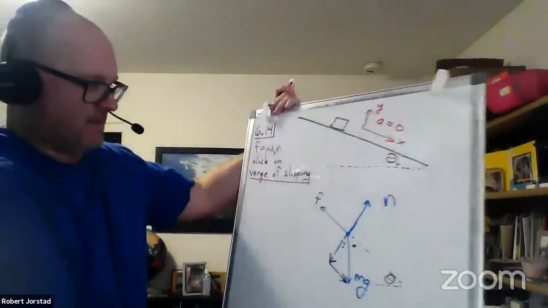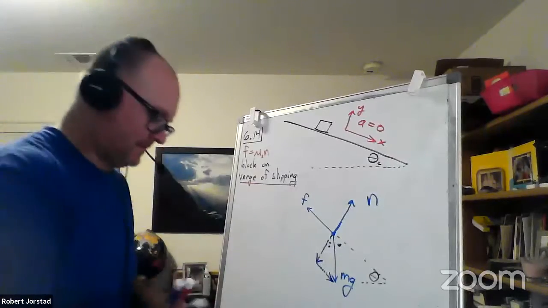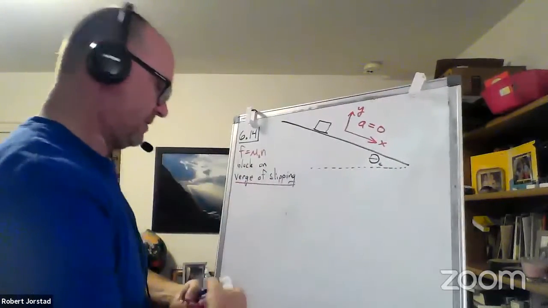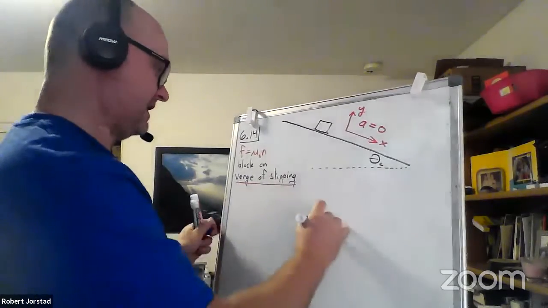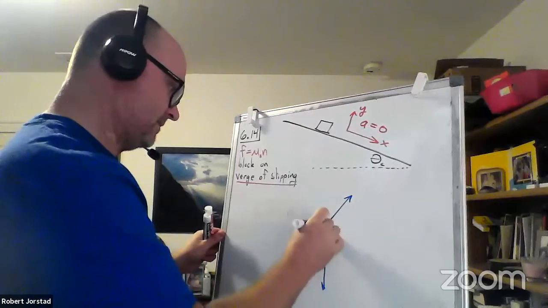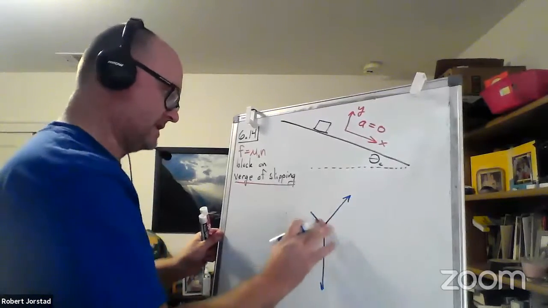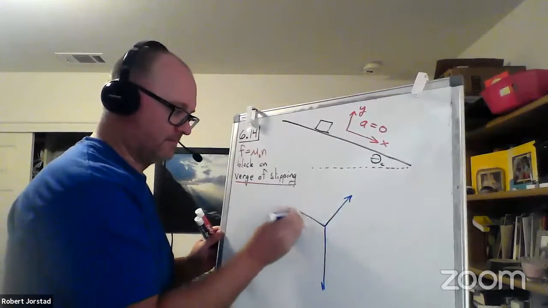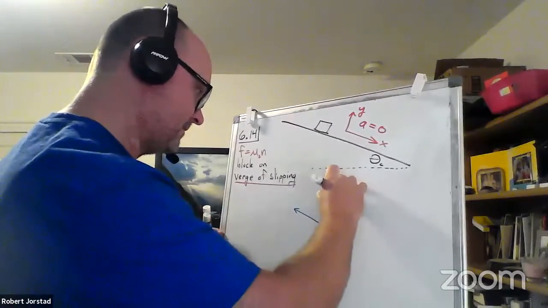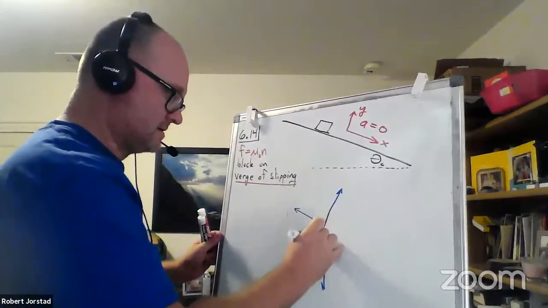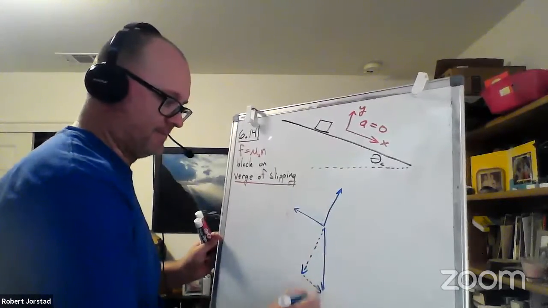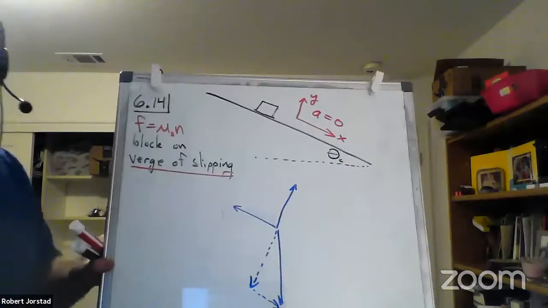So maybe I could try and make it look a little bit better. Just draw it a little bit better. It's just hard to see. Let's exaggerate it slightly. There. Now it looks less than 45, right? Hopefully.